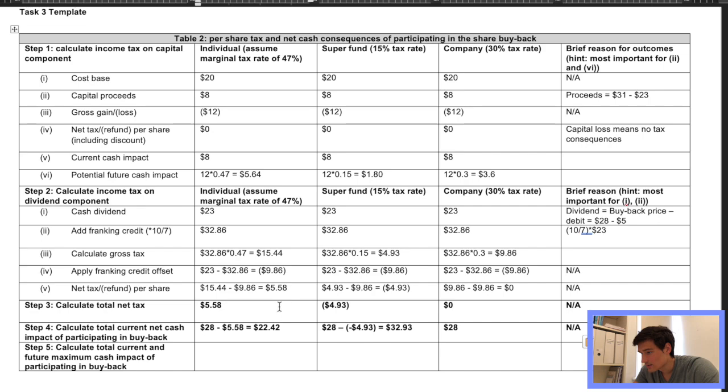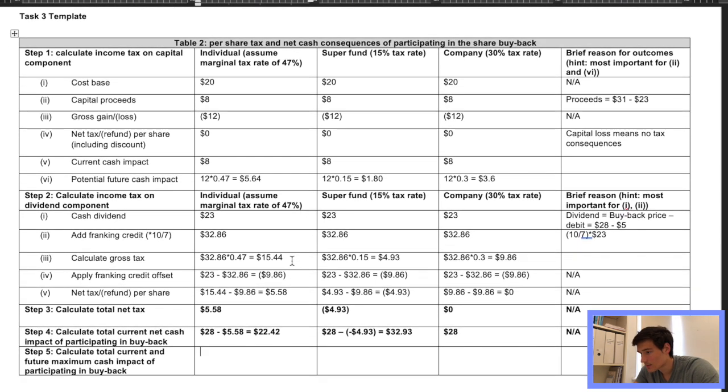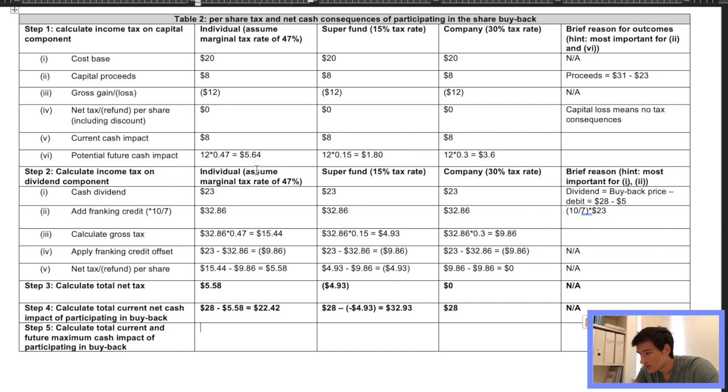Okay, so final step, we actually have to look back into our step 1, which is our potential future cash impact. This was a little confusing when I first looked at the template, but what it really is, this number here. So total current net cash plus the potential future cash impact, I believe. This number here.